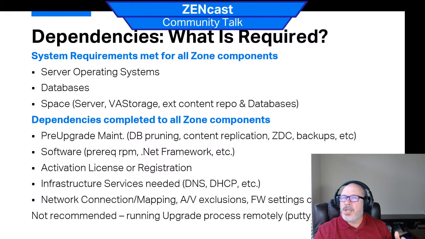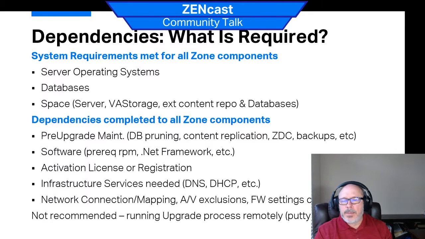Pre-upgrade maintenance. Do you need to do some database pruning? Okay. Is there any database maintenance you need to do, or content replication? Is it replicated to all of the primaries? ZDC, run your backups, some of the generic stuff, but this is a good checklist. Software prerequisites, RPM, I talked about that. Also, .NET Framework, maybe on your agent side or on your server side, make sure you have all the prerequisites or dependencies are there. Activation license, for updates, you don't need it. For upgrades, you do. When you're going from 2020 to 2021, you'll need that.